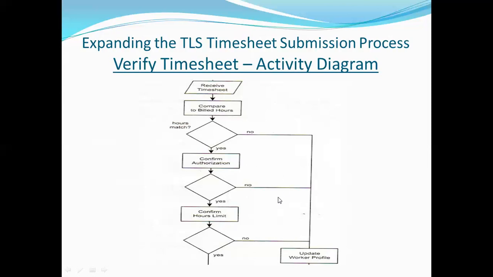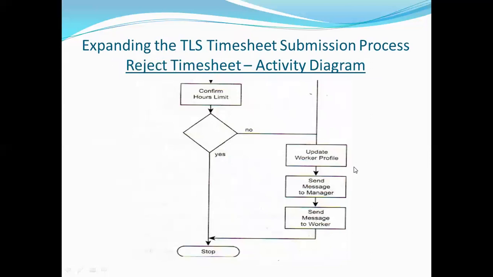If the timesheet is rejected, that is explained in the next activity diagram, which is based on rejection of the timesheet. So the timesheet is rejected and three different tasks are performed, and this is explained with the help of an activity or flow chart. So if one of the three conditions is not satisfied, then you update the worker profile, that his timesheet is rejected.